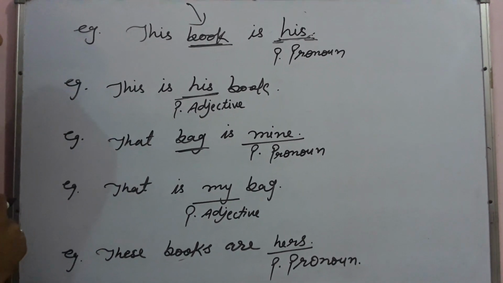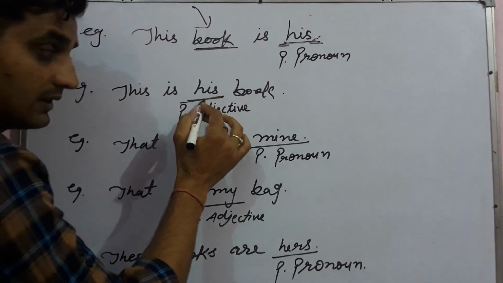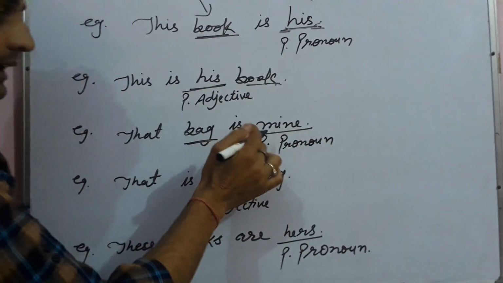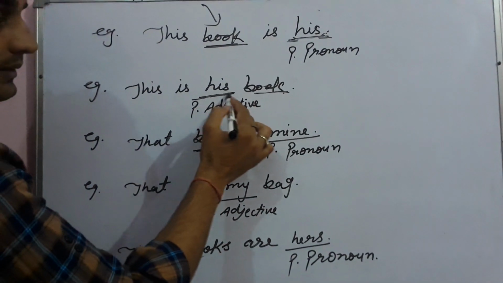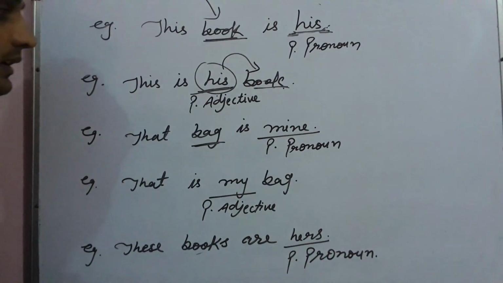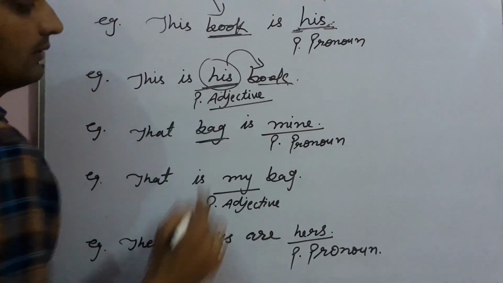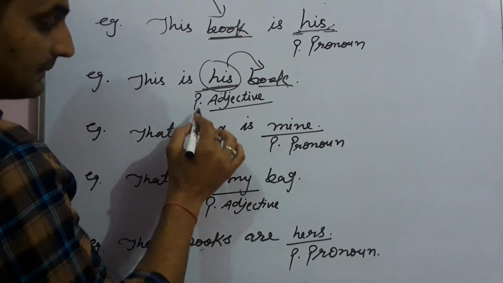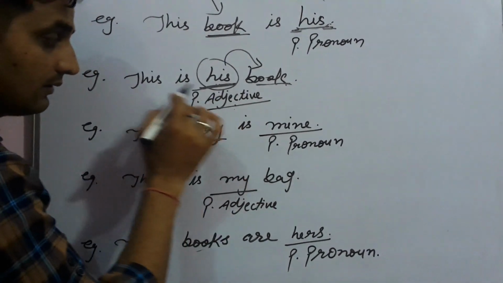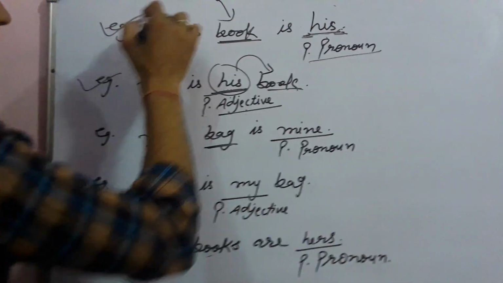In the next example, this is his book. Now here his word is followed by a noun. Book is a noun here, and it is just after this one. It means his is followed by a noun. That's why we will put it in the category of adjective, and we can say this one is a possessive adjective in this sentence. His is a possessive adjective in this sentence, and his is a possessive pronoun in this sentence.